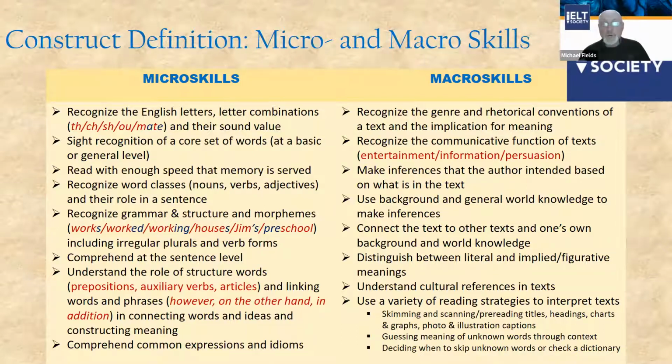So speed is important. They need to understand as they're reading what is a noun, what is a verb, what is an adjective, what roles individual words play in a sentence, and how of course they connect. They need to recognize word forms as well. I'm giving you some examples here, like works or worked or working, which all have slightly different meanings from the root word work. Or houses or gym's, apostrophe S, shows us something a little bit different from gym. Or preschool tells us something a little bit different from school.